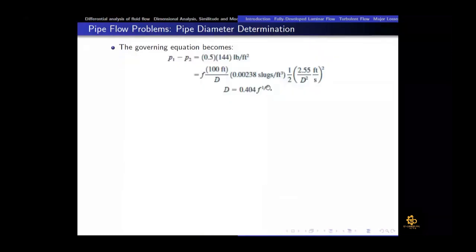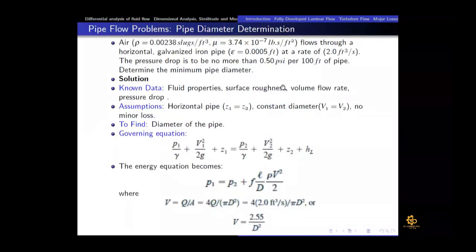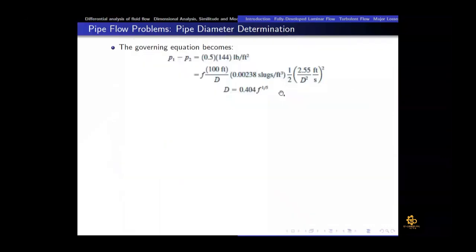So the rho value is 0.00238, and V square we have written as 2.55 upon D square here. So the diameter becomes 0.404 times the friction factor to the power 1 by 5, right? But it doesn't solve anything, because the diameter is also unknown and the friction factor is also unknown. So what to do now?